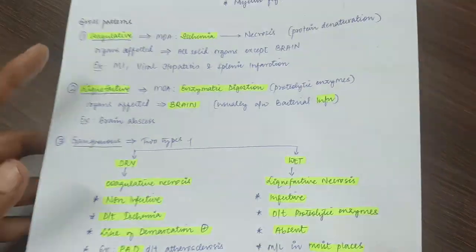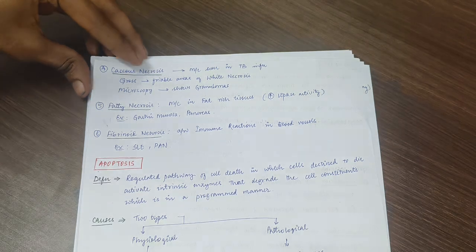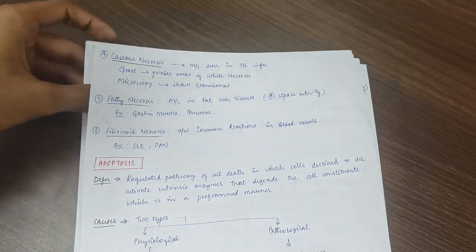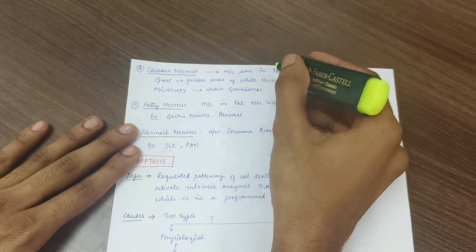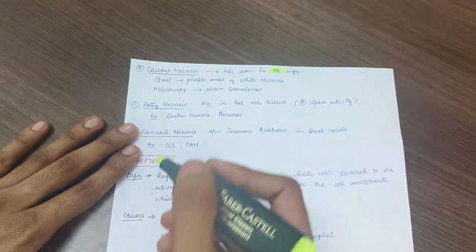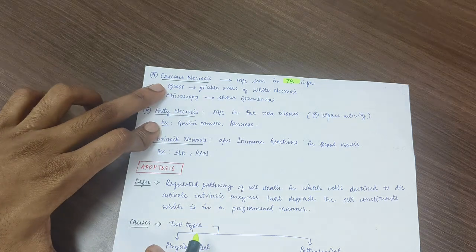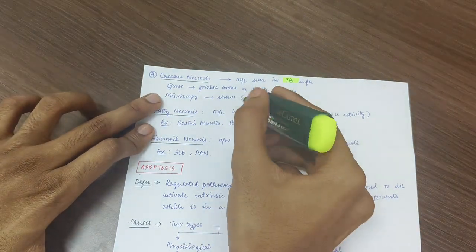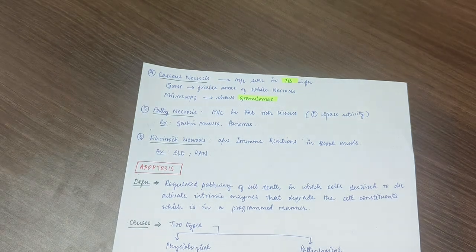Next we are going to tell about the other necrosis such as caseous necrosis, fatty necrosis and fibrinoid necrosis. Coming to the caseous necrosis, it is most commonly seen with TB infection. Gross, you are going to see friable areas of white necrosis and microscopy will show granulomas. Remember, granulomas are seen very specific here.